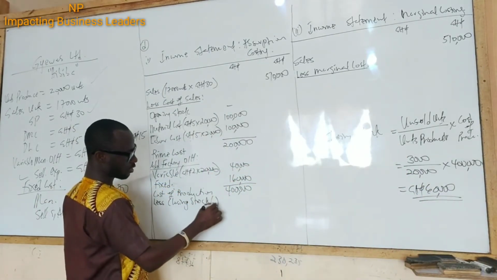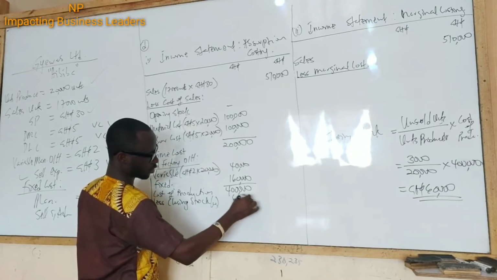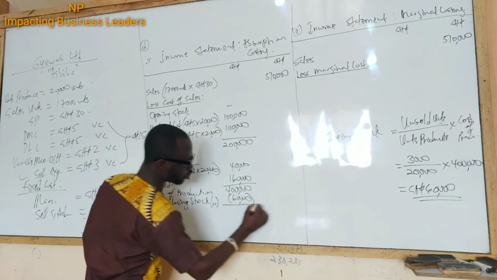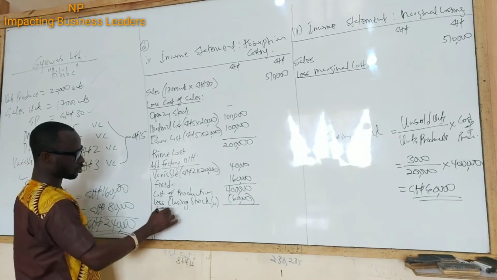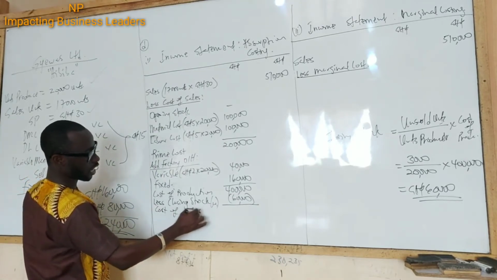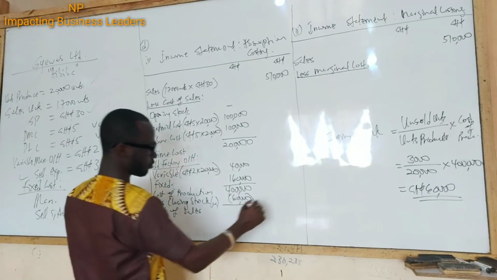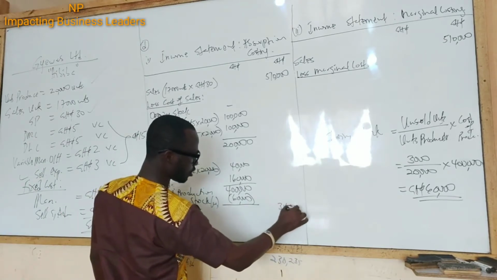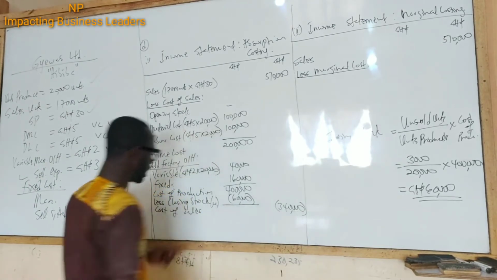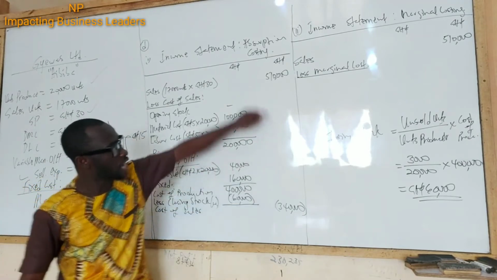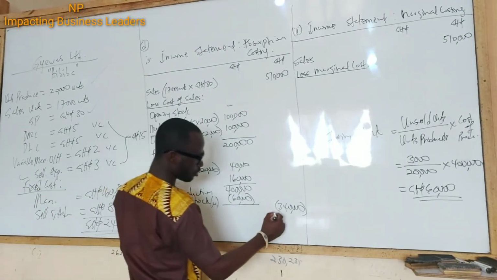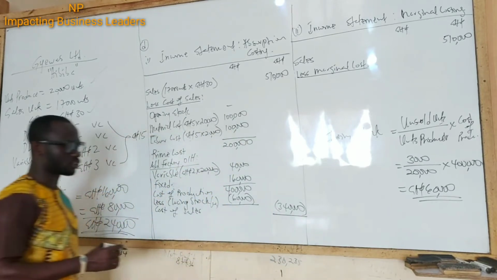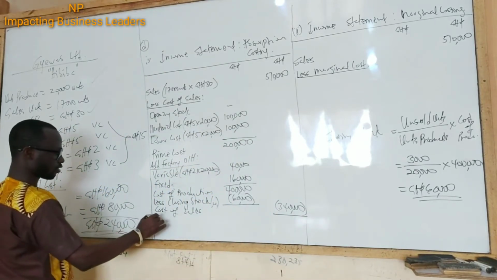We left it there and subtract it. The figure we get is called the cost of sales. And that will be, is it 340,000? So that is your cost of sales. So you now subtract the cost of sales from your sales revenue, and that gives you the gross profit thereafter.